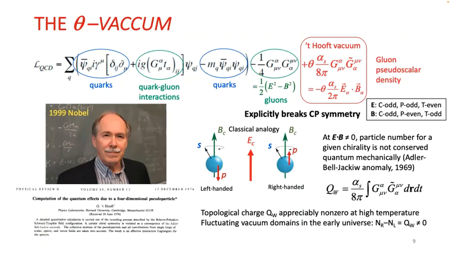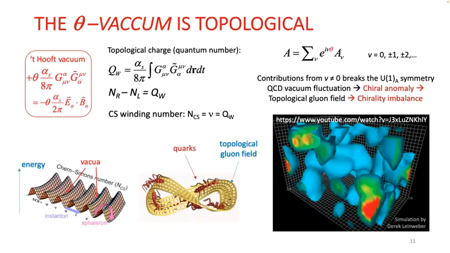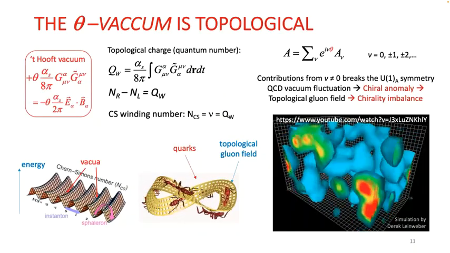This is sometimes called the topological charge. It's a quantum number, and this means that this vacuum density can fluctuate in such a way that you can have non-zero topological charge, meaning that the number of left-handed quarks and right-handed quarks can be different. Okay? And this is all from vacuum fluctuation.